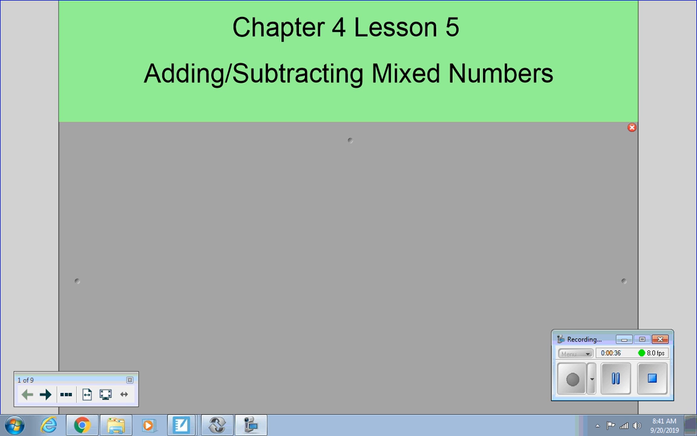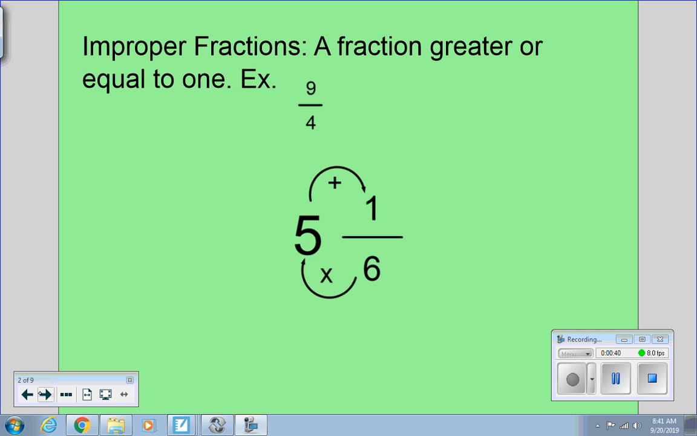Okay, so adding and subtracting mixed numbers, the first thing we have to talk about is improper fractions. And you already wrote this definition, but let's make sure you have something in your notebook to show how to make an improper fraction. If I were you, I would write something really big on my paper, like 5 1/6, and then show how to make that improper fraction.